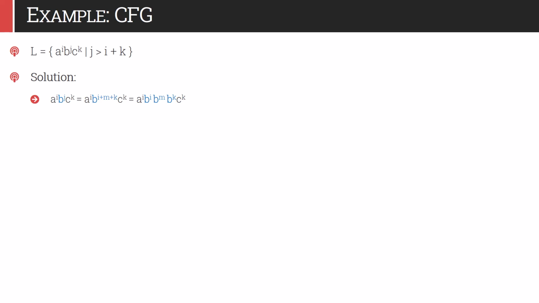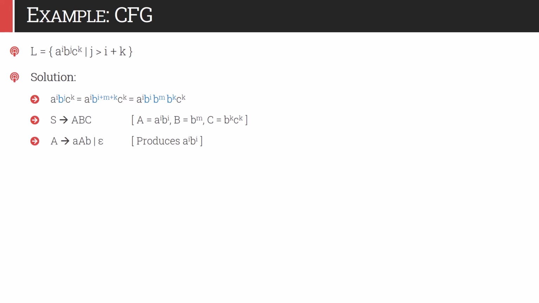So finally our language would be a power i, b power i, that ensures that the number of a and b are the same, then b power m, then b power k, c power k, that ensures that the number of b and c are the same. So we have some additional m b's in our language, and this we can break down into three variables. S gives ABC. Using A, we will produce a power i, b power i. Using B, we will produce b power m, and using C, we will produce b power k, c power k. So that's quite straightforward. We have done it many times, right?